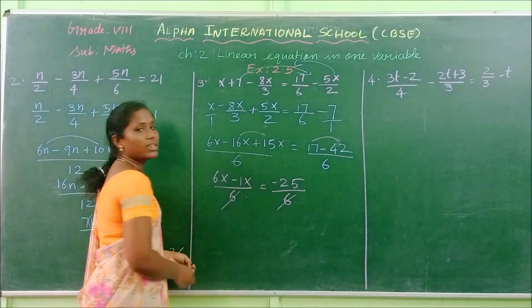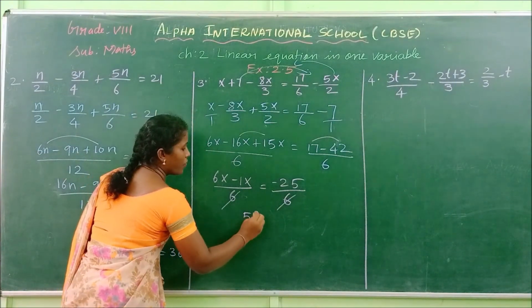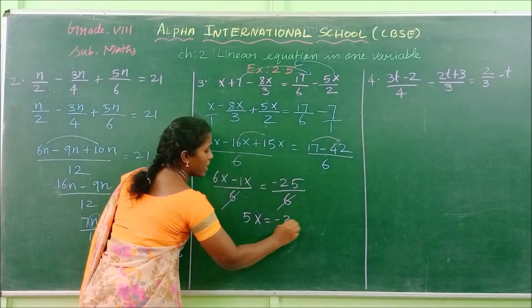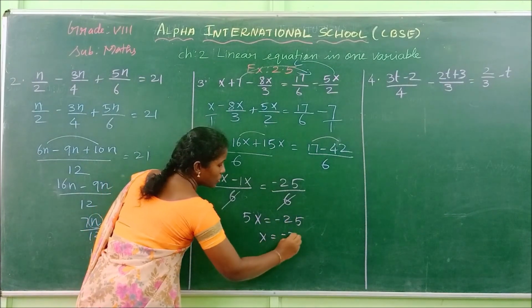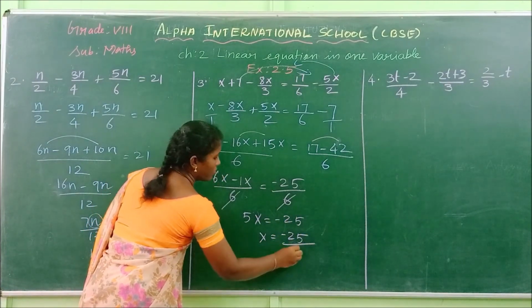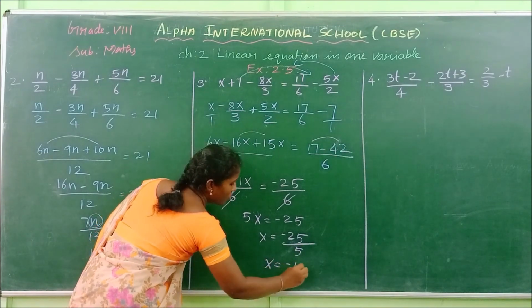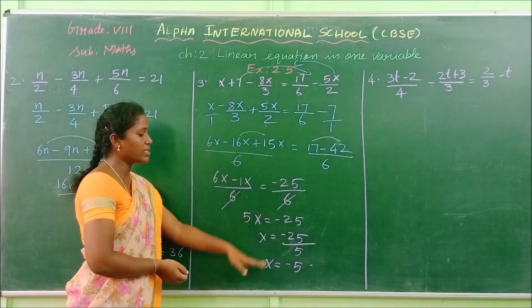6 and 6 will get cancelled. So 5x is equal to minus 25. So x is equal to minus 25 by 5. So x is equal to minus 5. So we got the value of x is equal to minus 5.